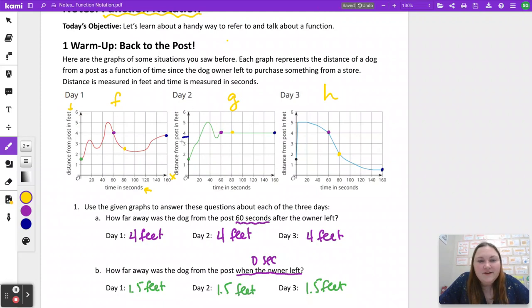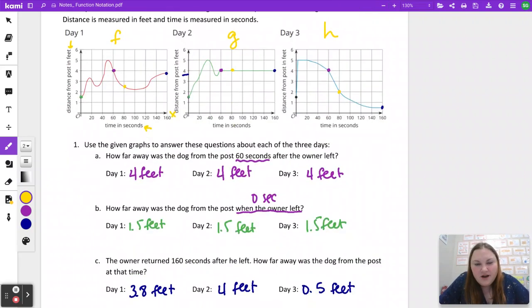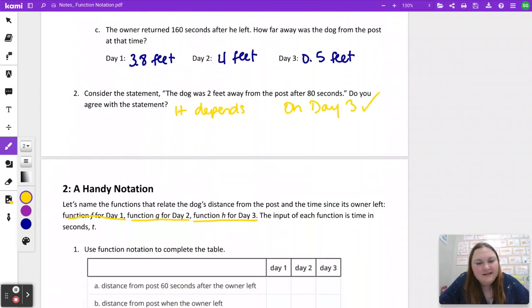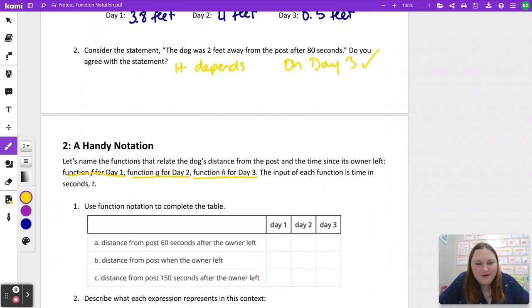So when I'm using function notation, I need the name of each of these functions, that's the F, G, or H, and I'm going to need to know what input we're talking about. So for example, if I wanted to go back through those 3 problems we just talked about again using function notation, the first thing I would need is the name of the function.